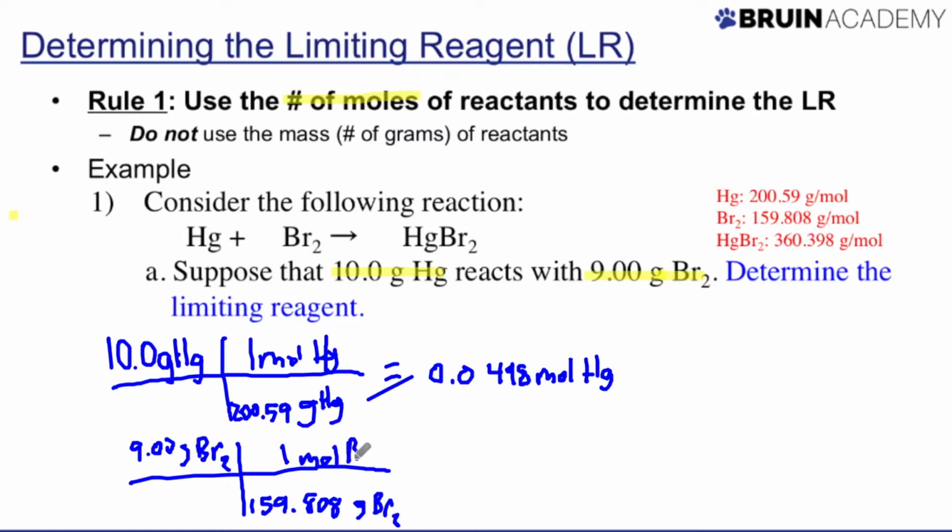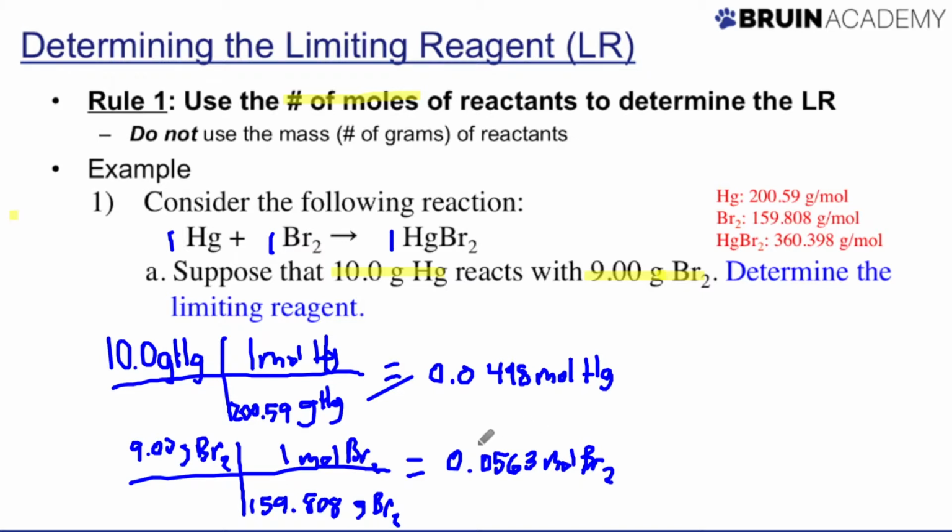And then I solve for that, put it in my calculator, and I should get 0.0563 moles of Br2. All right? And now notice that in our balanced equation, all our stoichiometric coefficients are 1. So what this tells us is for every 1 mole of Hg, I should have 1 mole of Br2. All right, so it's a 1-to-1 ratio.